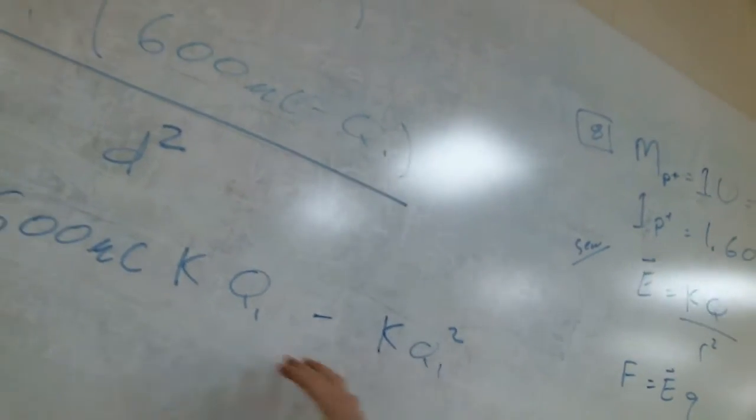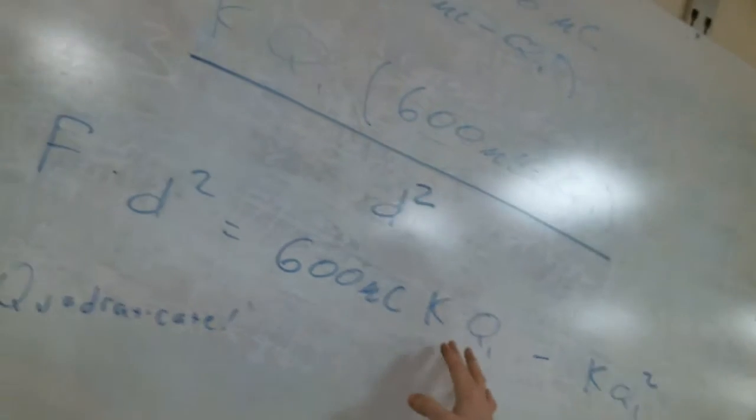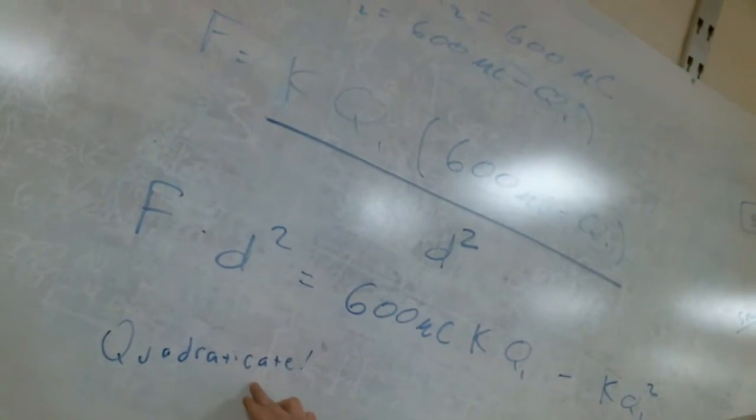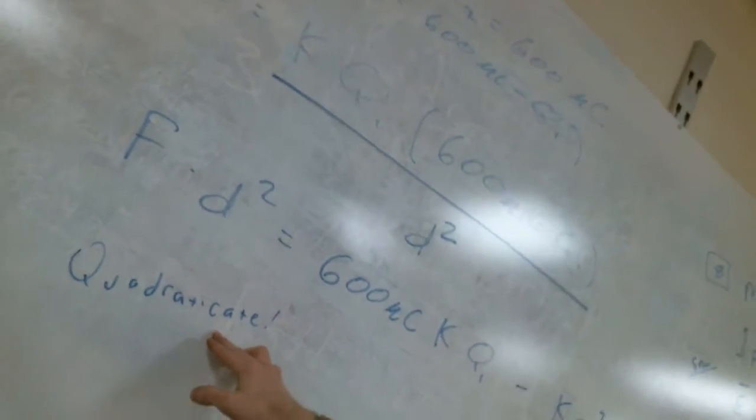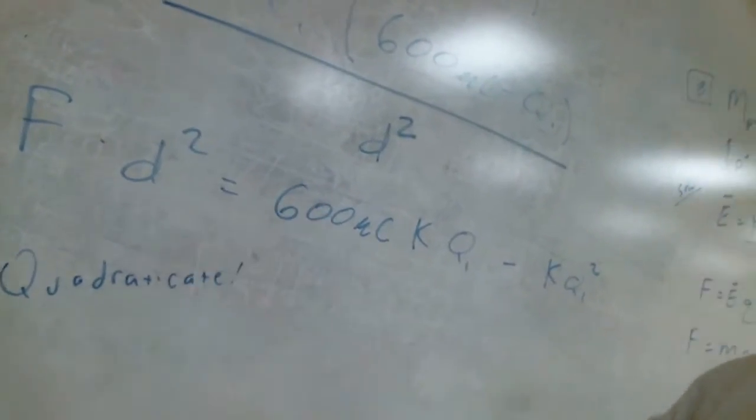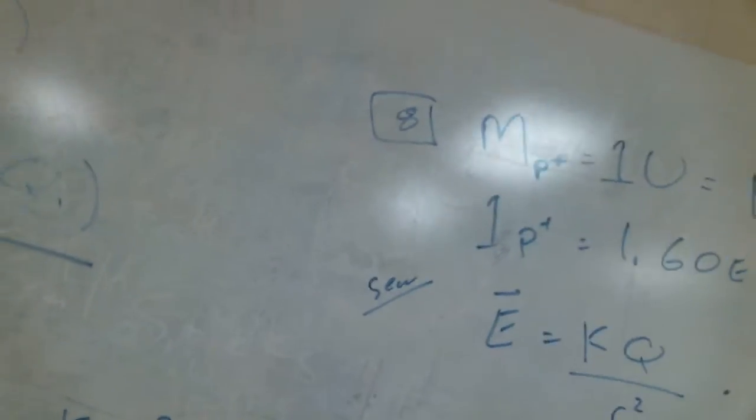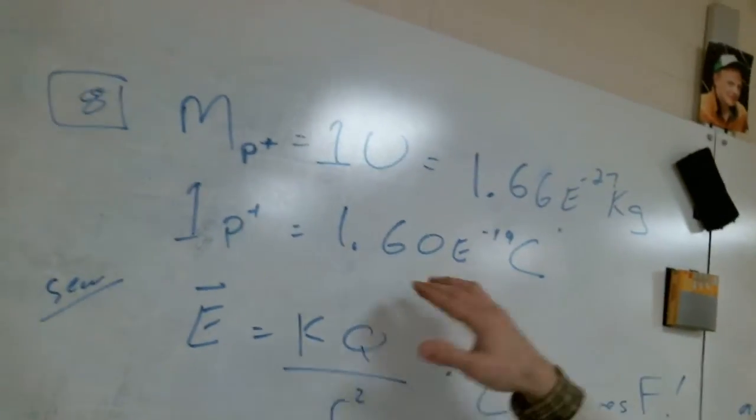And once you have a Q1 squared and a Q1 by itself, you have it set up, rearrange it so you can use the quadratic formula. And the two answers are the two charges. All right, then we can take a look at number 8, I just set it up for you.